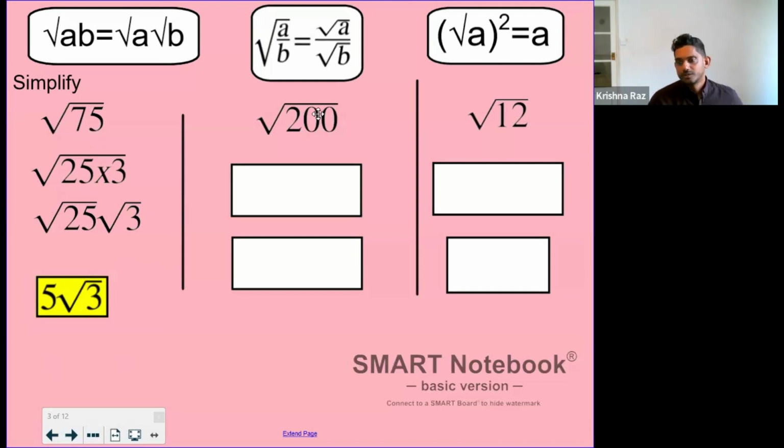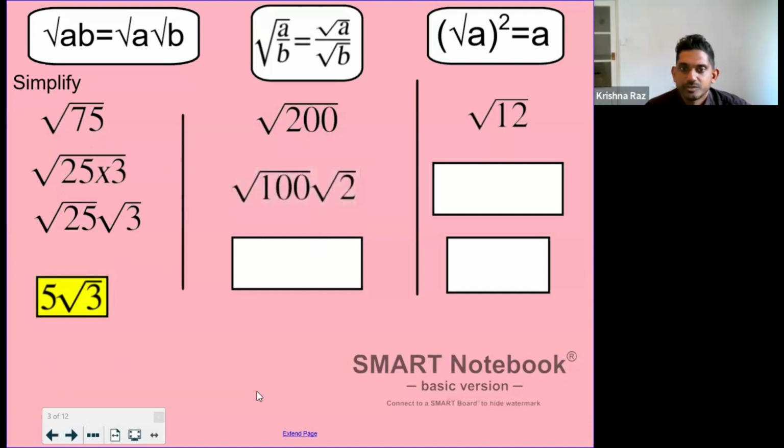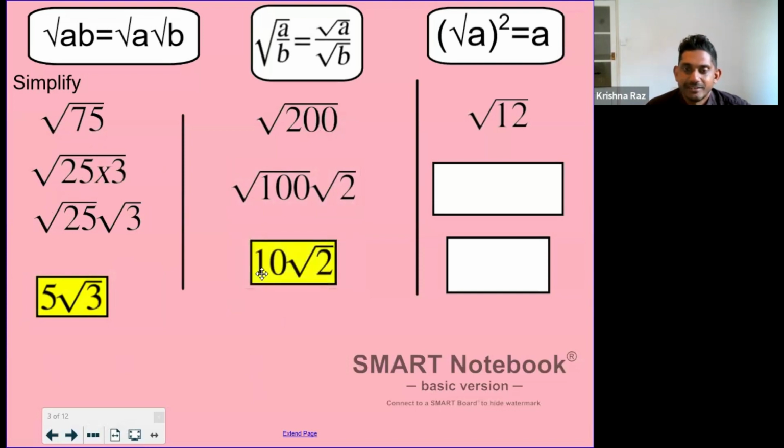So if we look at 200, what square number is a factor of 200? That's right, 100. So we have root 100 times root 2, and the square root of 100 is 10. We could have gone other ways. Like I said, the most efficient way is if you pick a square number.